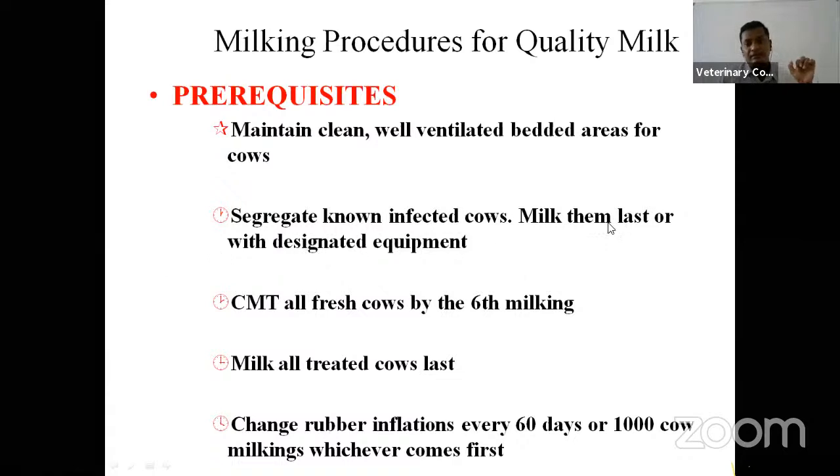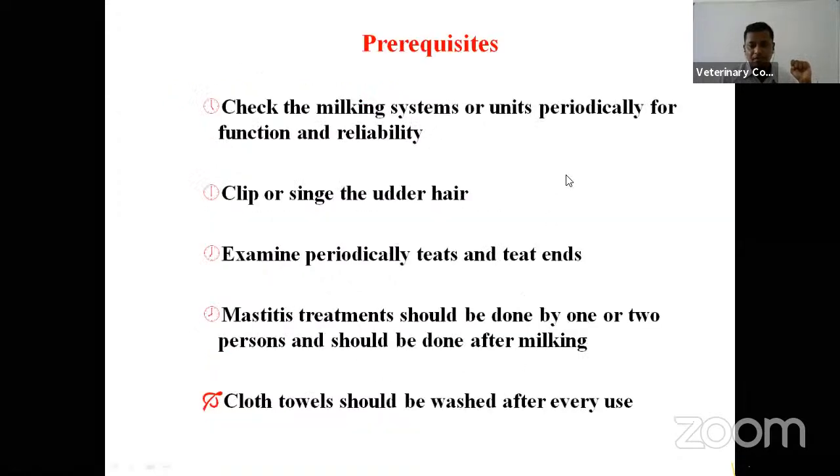The infected cows should be segregated and milked last, and the milk should be discarded. And CMT, California mastitis test, should be performed in the cows. The treated cows should also be milked at the last. Whenever you are using the milking machine, the liners should be regularly changed, and the milking machine's maintenance has to be properly done.